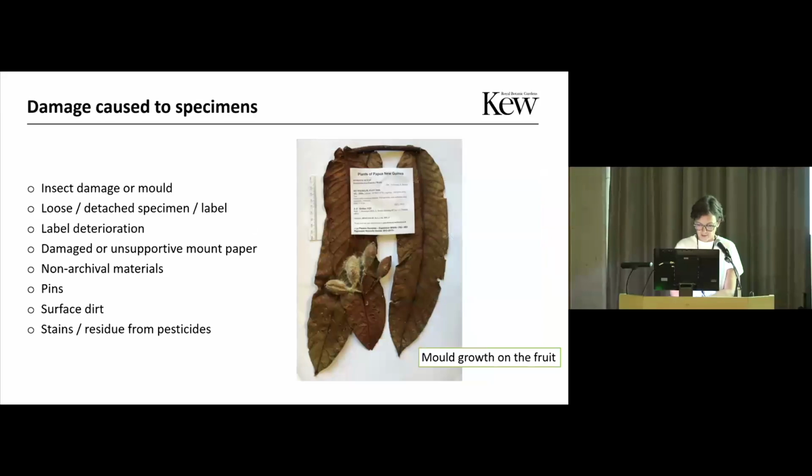Those main issues are fairly typically found in botanical collections. For example, signs of insect damage, mold, stains or dirt, loose, deteriorated labels, labels at risk of detachment, damaged or unsupported paper, non-archival materials present, and pins attaching labels or specimens.